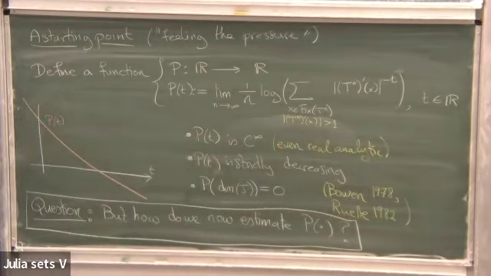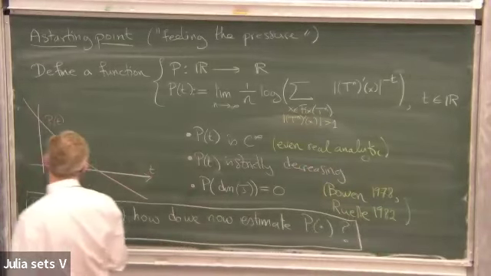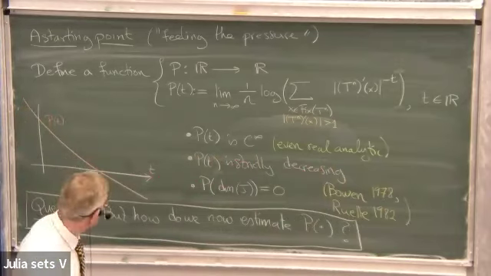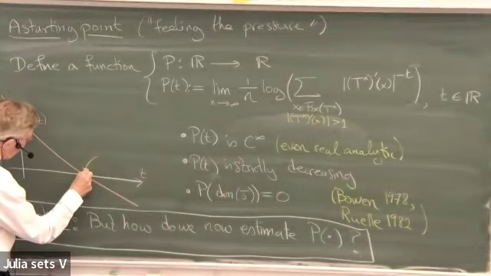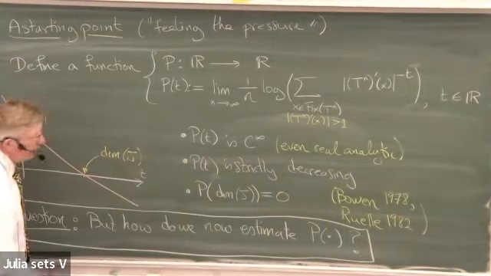It's actually real analytic, but smooth is good enough. It's strictly decreasing, which possibly one could guess from the definition. And the more interesting property is that there is a value where it crosses the axis at this value here, and this point here turns out to be the value of the dimension of the set, the value we're interested in.